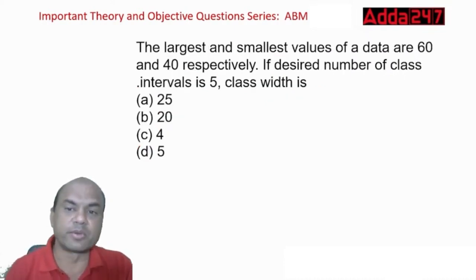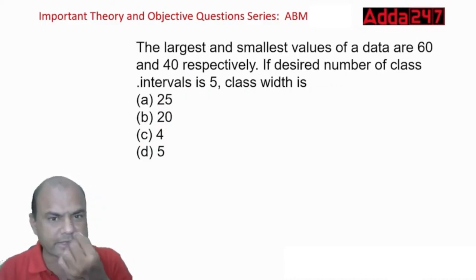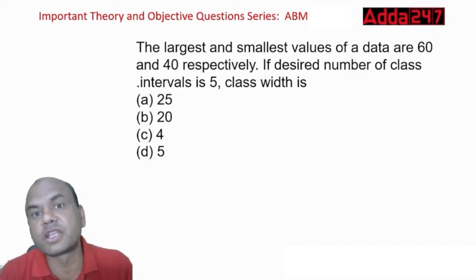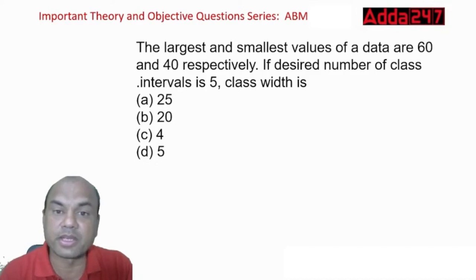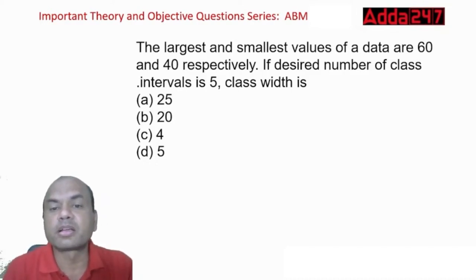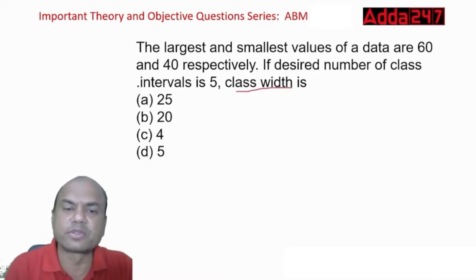The largest and the smallest values of data are 60 and 40 respectively. If the desired number of class intervals is 5, find the class width. This is a separate question from chapter number 3, module A. So class width is required. How to find out the class width? Class width equals, look at this, I'll give you a simple formula.